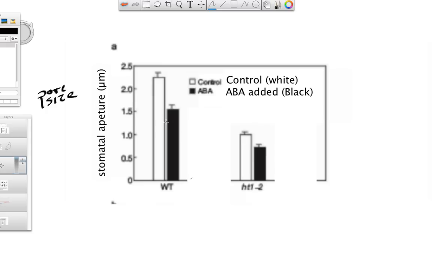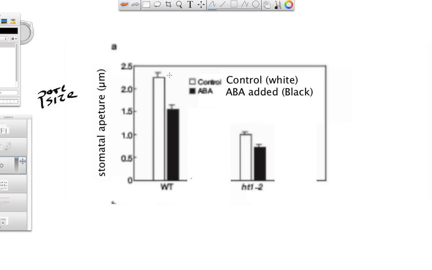Now, the two bars represent wild-type plants. Control is in the absence of abscisic acid, and ABA-treated plants in the presence of abscisic acid, after abscisic acid treatment. And you'll notice that abscisic acid, as expected, closes stomata somewhat. Not very much abscisic acid was used, otherwise these stomata would be tightly shut.